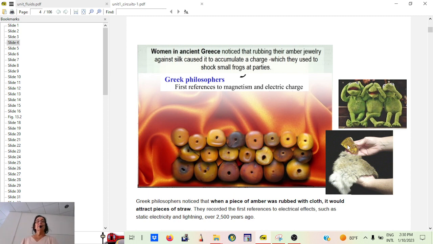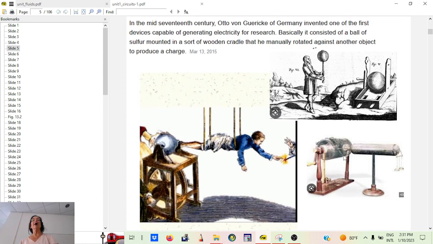Amber, in Greek, is electron. That's where the word electron comes from, amber. Because amber is very good at picking up electrons. And once you have an electron here, you can shock. So they didn't understand what was going on, but they understood that if you rub two insulators, then you pick up enough fluid to shock and to make a spark.